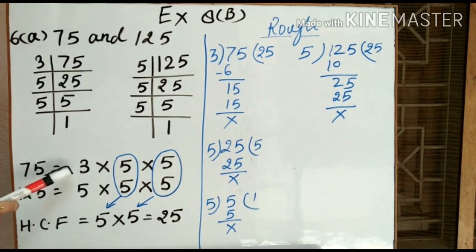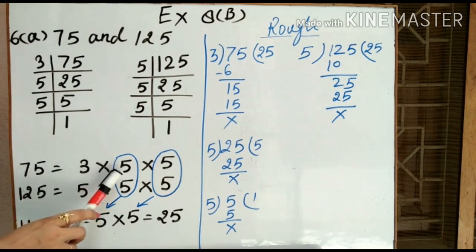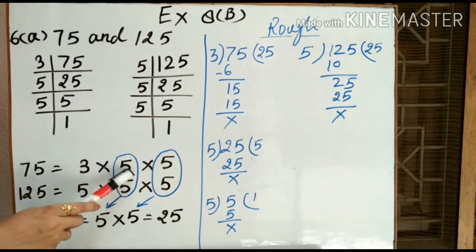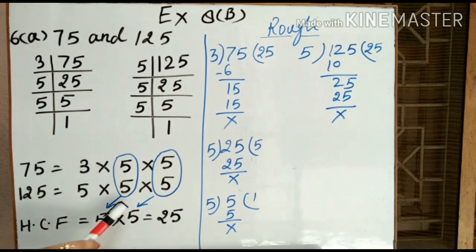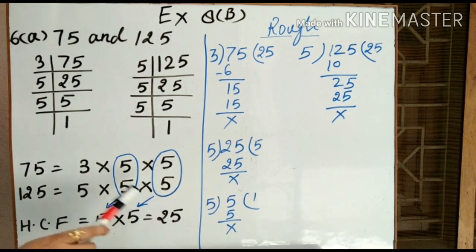First of all, we will compare the first factor. 3 is a factor of 75 and the first factor of 125 is 5. Both are not common. Next, 5. We can see 5 is a factor of 75 and this 5 is also a factor of 125. That's why this 5 is common. We will write 5 here. Again, the next 5 is common. We will write 5 here by putting a multiply sign in between. Now 5 5s are 25. It means the HCF of 75 and 125 is 25.